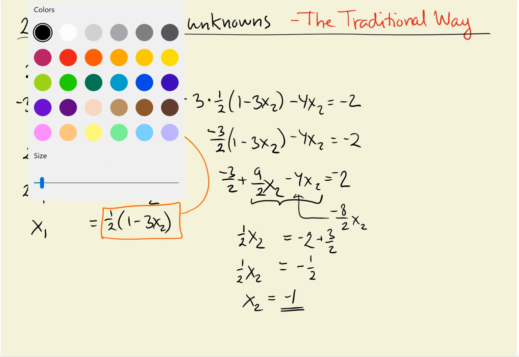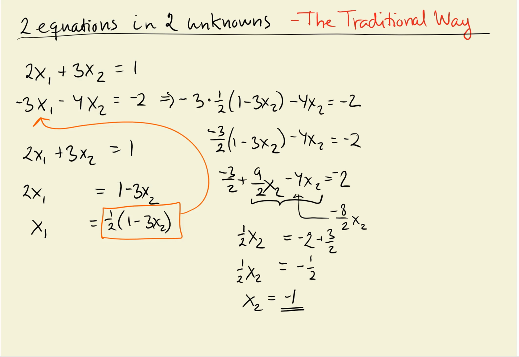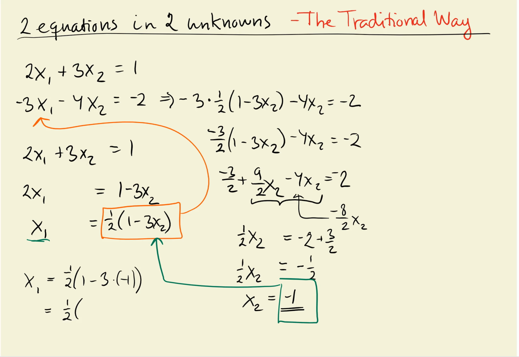So now what I want to do is take this result and substitute it back into this expression for x1. So let's try to do that. x1 is then 1/2 (1 minus 3 times -1), which is 1 plus 3. So that's 4, and divided by 2, that's 2.